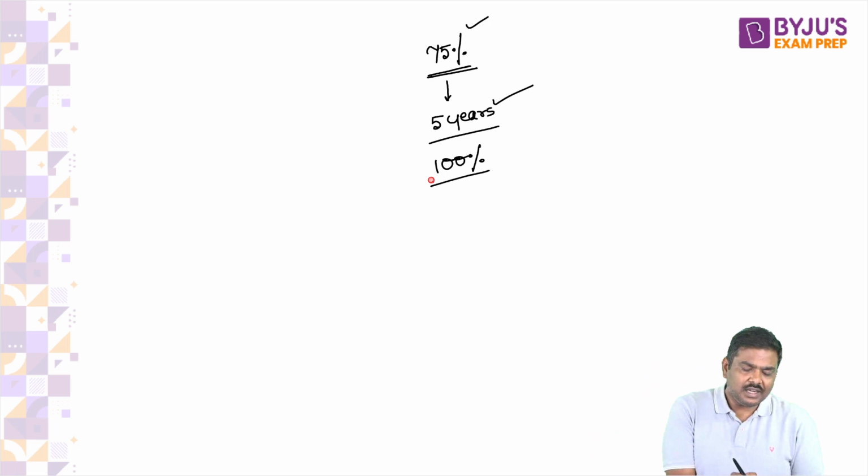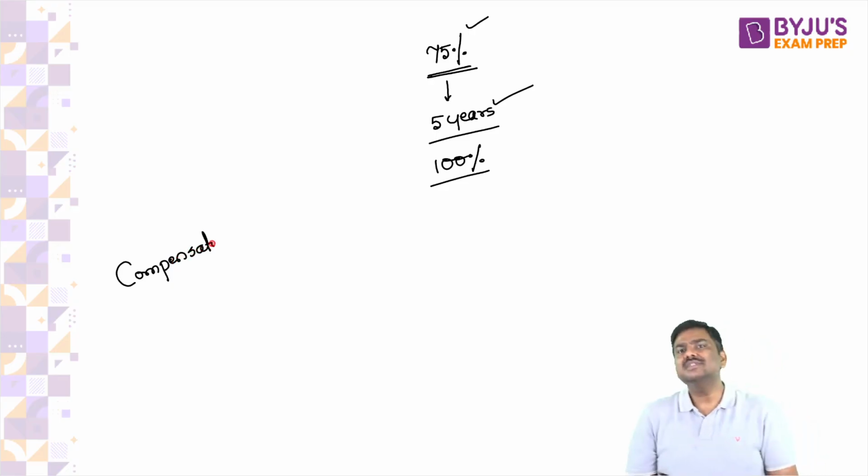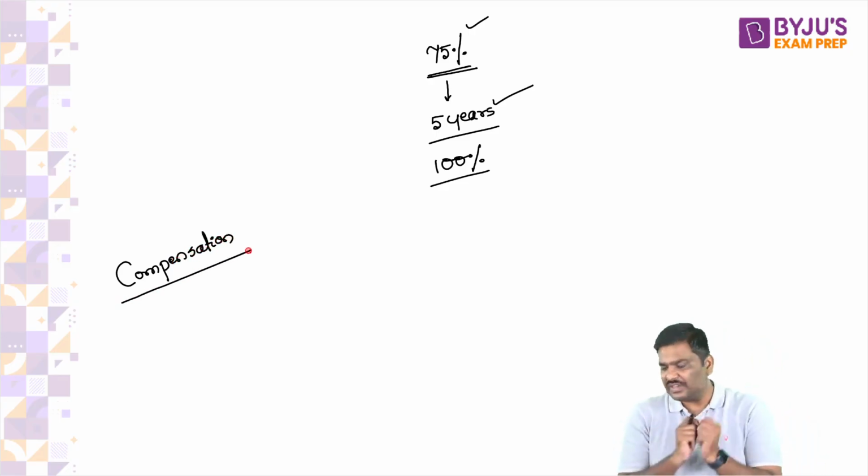Now, if the central government wants to provide for compensation, the central government should have money in the first place.